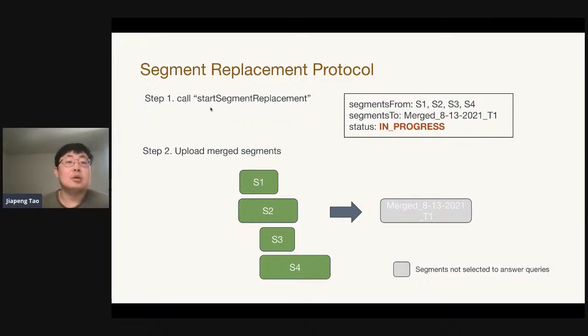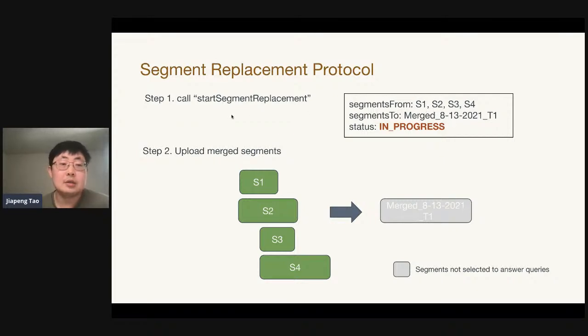The minion will call 3 controller APIs to replace the segments. First, it will call start segment replacement. What it does is the controller will create a lineage entry in Zookeeper. It contains information of what the input segments are, what the output segments are, and also the status. The start will create the status as in progress. From the broker's point of view, the broker will only route queries to the segments in the from list, but not to the to list.